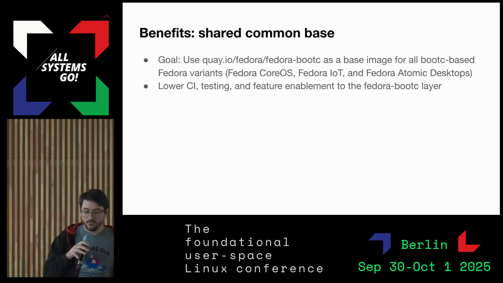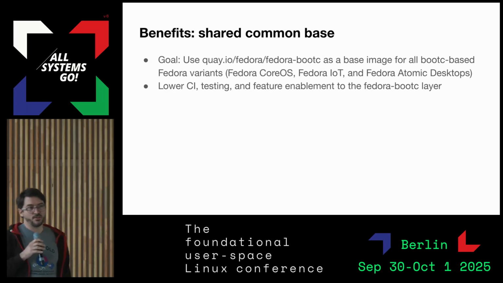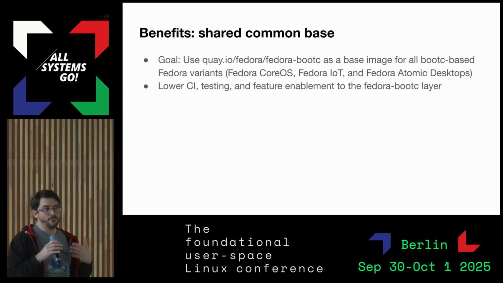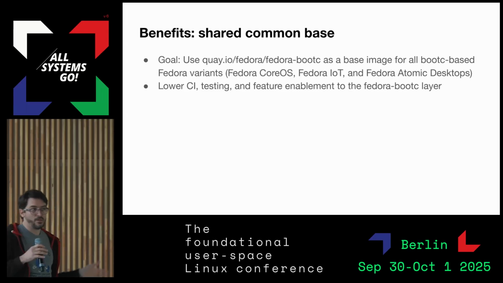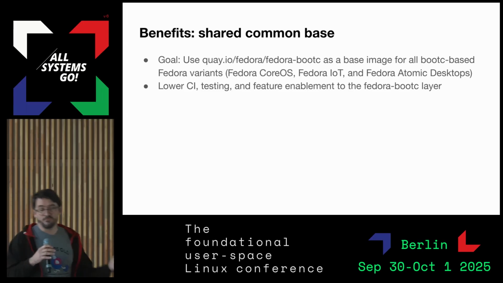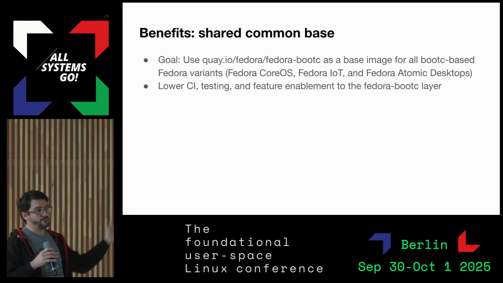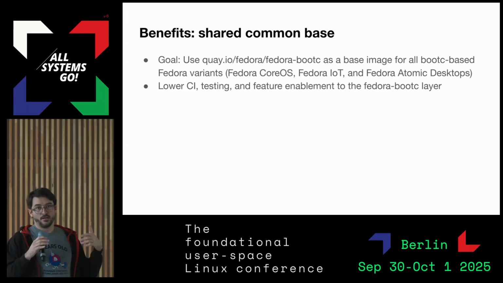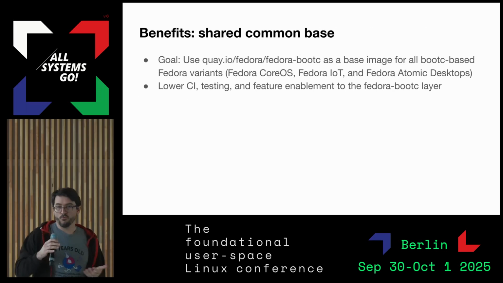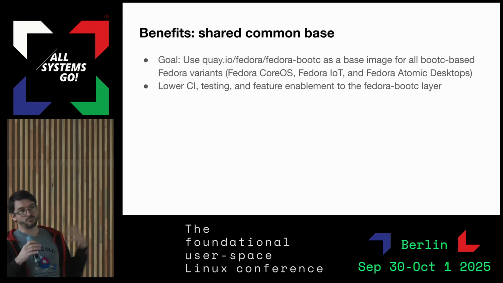Then, another side benefit of this is that by having a common shared base, by having those bootable container images, we can create a shared base between all the bootable container systems in Fedora. So in Fedora, we have multiple variants that are image-based operating systems. Right now we're mentioning Fedora CoreOS, but we also have Fedora IoT and the Fedora Atomic desktops. Those are the main three that existed before this project started.